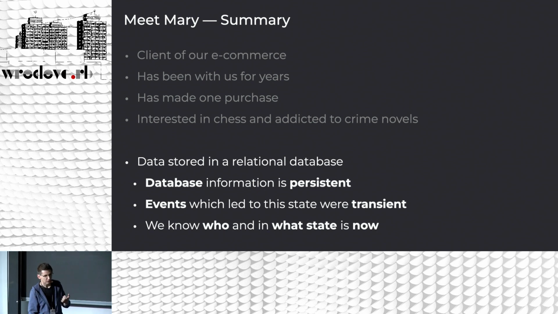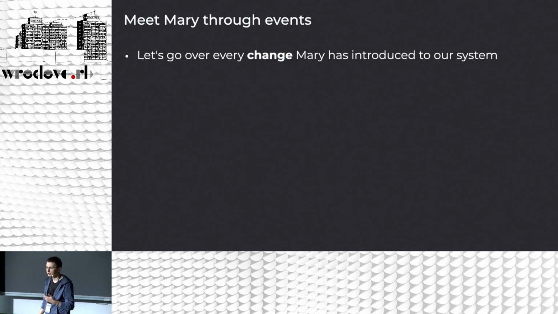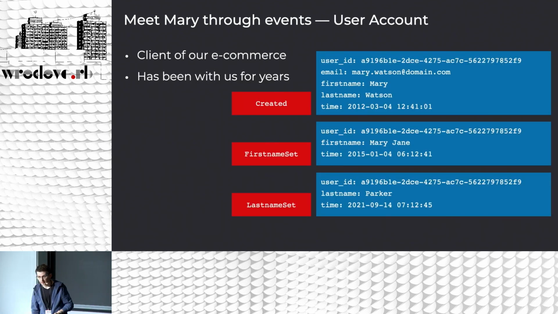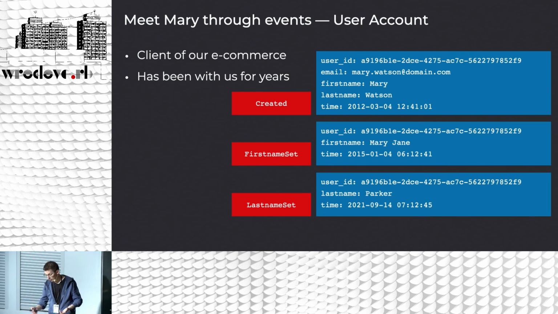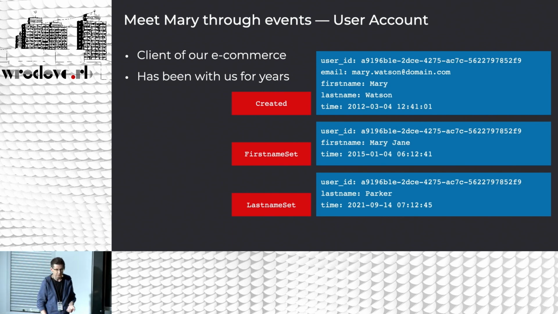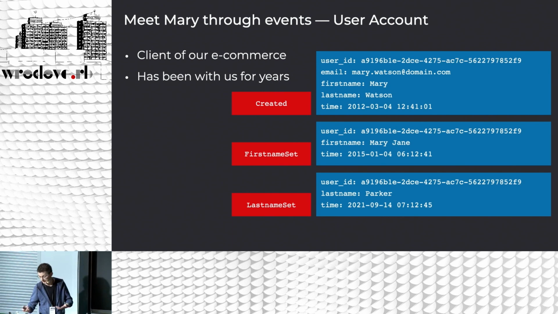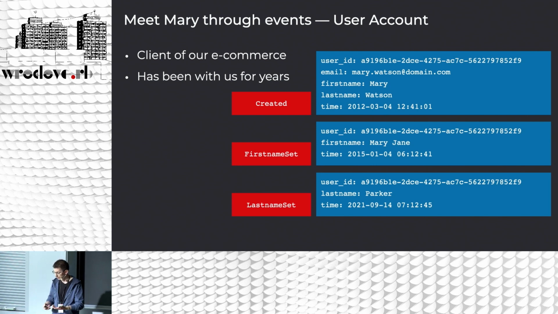Let's meet Mary one more time, but now through every change that she has introduced to our system. So once again, she's a client and has been with us for years. At some point, she made a change in our system. She created an account, with the first name Mary, last name Watson. Well, now the email matches, right? It's mary.watson.domain.com. Then she set her last name and first name over the years.